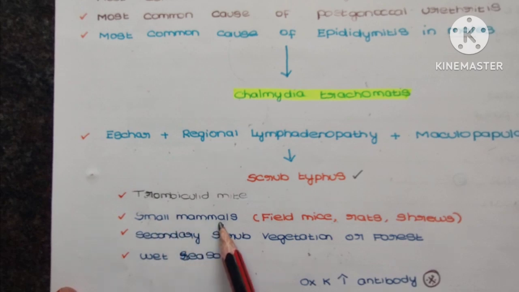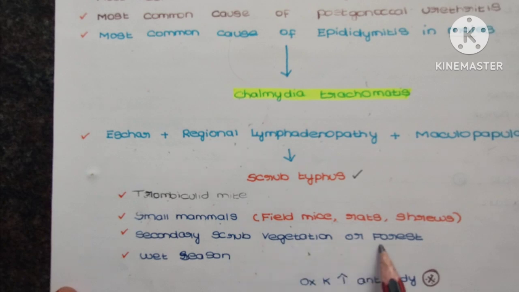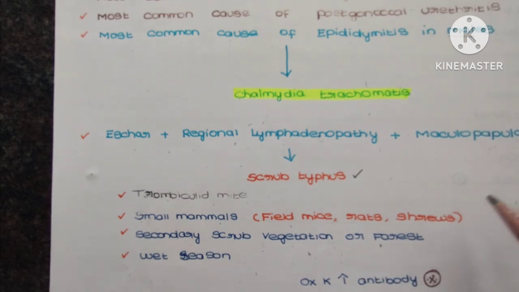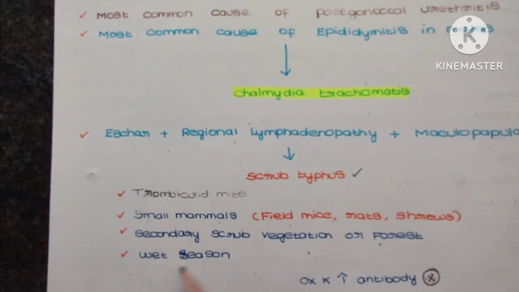Second, it is in mammals. It can be mice or rats or shrews. And then there will be a history of scrub vegetation or forest. So the person went to the forest and had a bite. After that he developed an eschar and then lymphadenopathy, then it is scrub typhus, and it usually occurs in the rainy season, when the mite will be laying eggs.